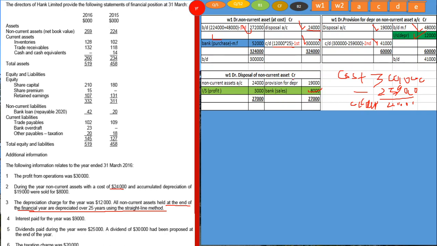Now disposal of non-current asset. We have put this disposal of non-current assets; on the debit side you put the value of non-current asset at cost. So the non-current asset was 24,000, you put 24,000, and then provision for depreciation is 19,000, you put it here, and then the sales value is this, you get a profit of 3,000. That's how we do it.